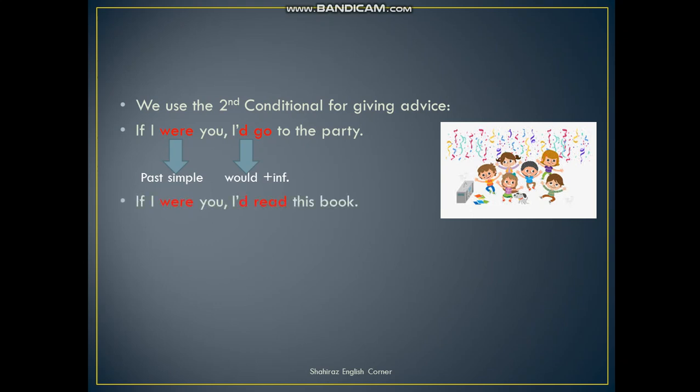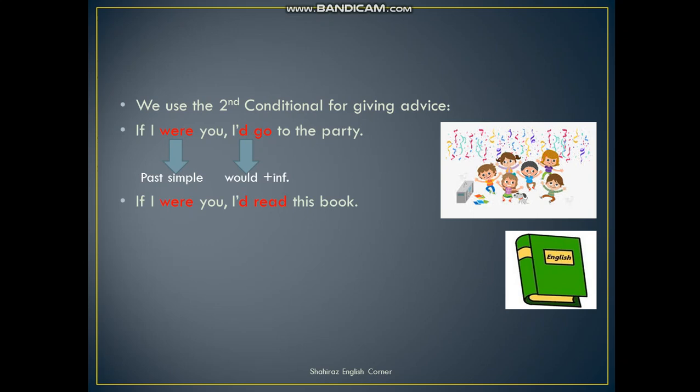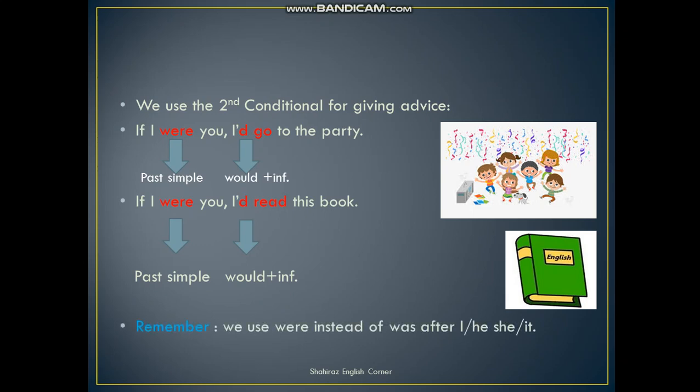Another example. If I were you, I'd read this book. Again, past simple and would plus infinitive. Remember, we use were instead of was again after I, he, she, or it. Now let's practice.